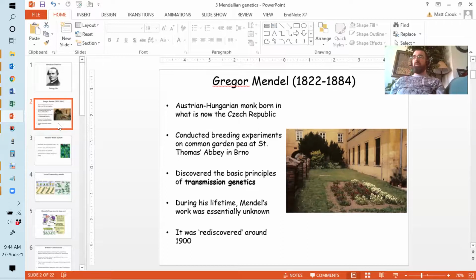scientific method. He kept notes, he recorded data, he analyzed data, he had a hypothesis. He tested that hypothesis, and his findings were supported by data.